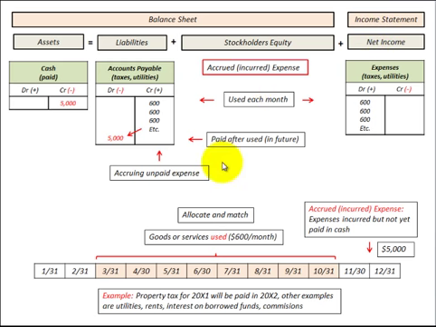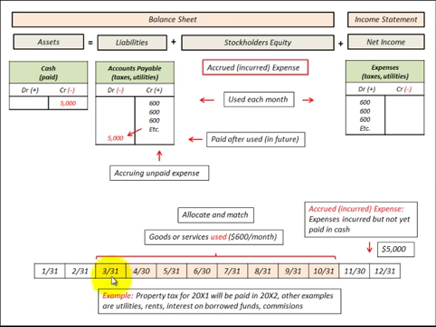So what is accrued or incurred expense? Well, for example here, we've used some goods or service, for example, a property tax, which was for year 20x1, and it will be paid in the following year, the next year, 20x2. Some other examples might be utilities, rents, interest and borrowed funds, and so on.